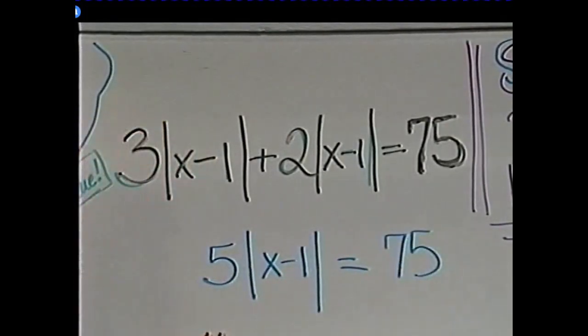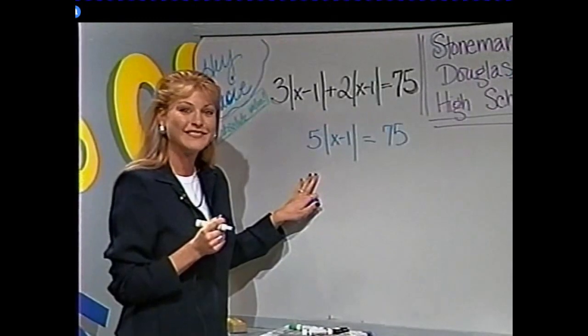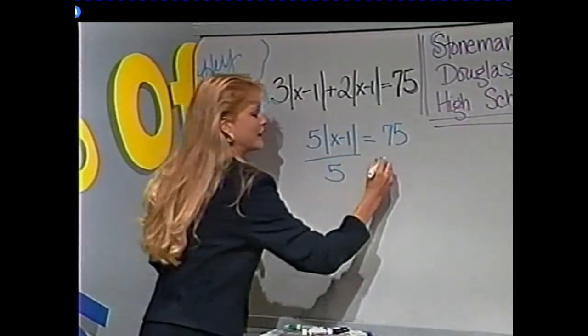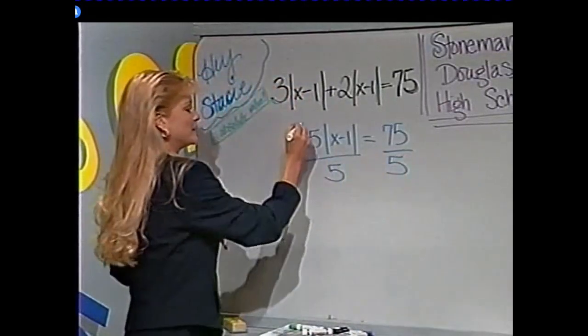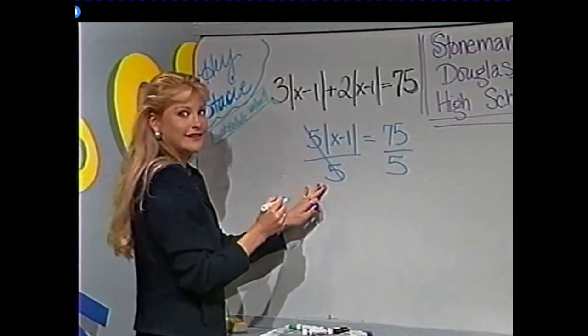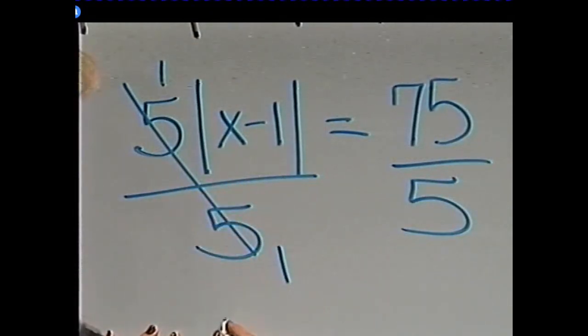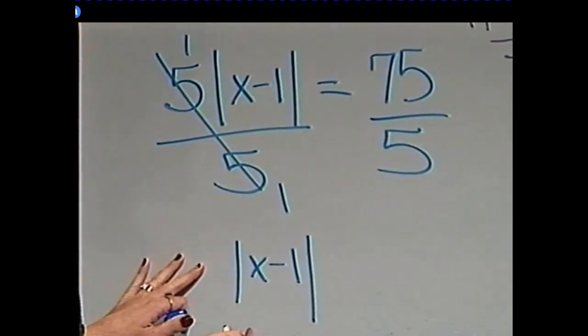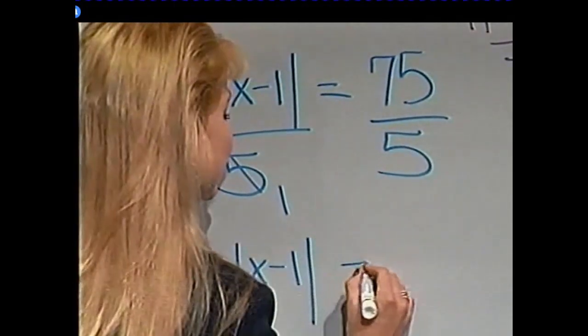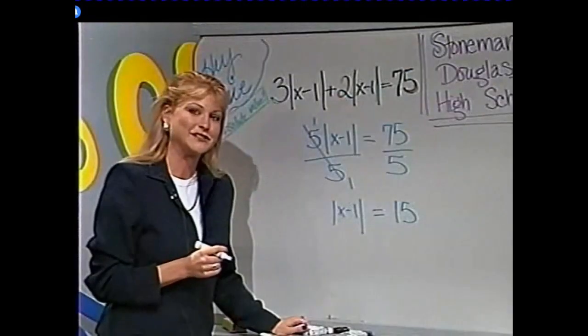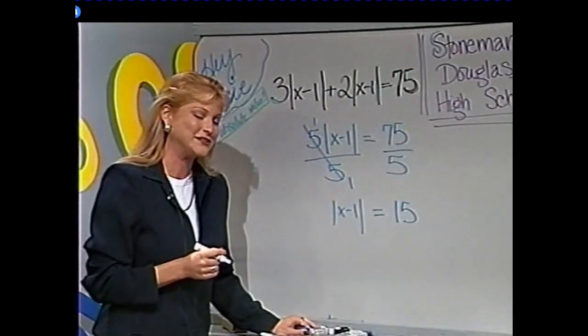Now, what would you do next in this problem, Stacy? Divide by 5. You are correct. Super algebra woman. All right. We'll divide this side by 5, and these will, of course, cancel out, make 1. So we'll be left with the absolute value of x minus 1. And do you know what 75 divided by 5 is? 15. Yes, ma'am. All right, you can tell she had an excellent math teacher last year, correct? Yep. Excellent algebra teacher last year.